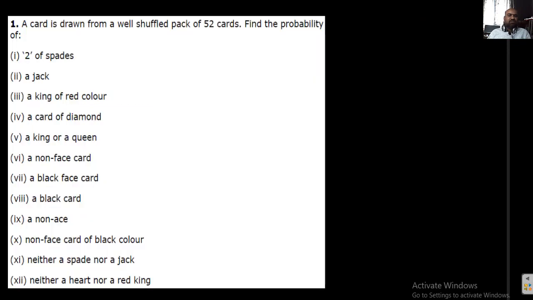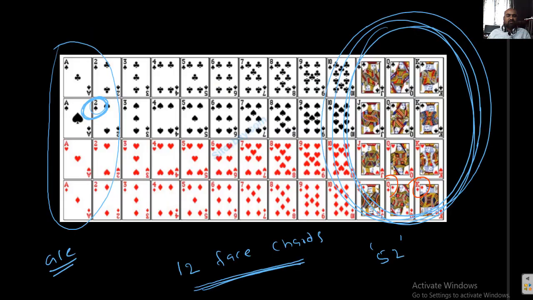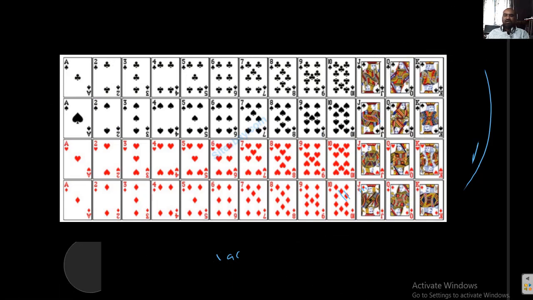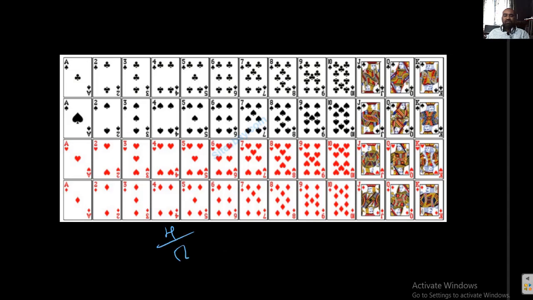Next, a jack. It does not mention what type of jack. There are 4 jacks. I will show you. This is a jack, this is also a jack, this is also a jack, this is also a jack. We have 4 jacks. I want to erase all these things. So 4 by the total of 52 cards, that is 1 by 13.